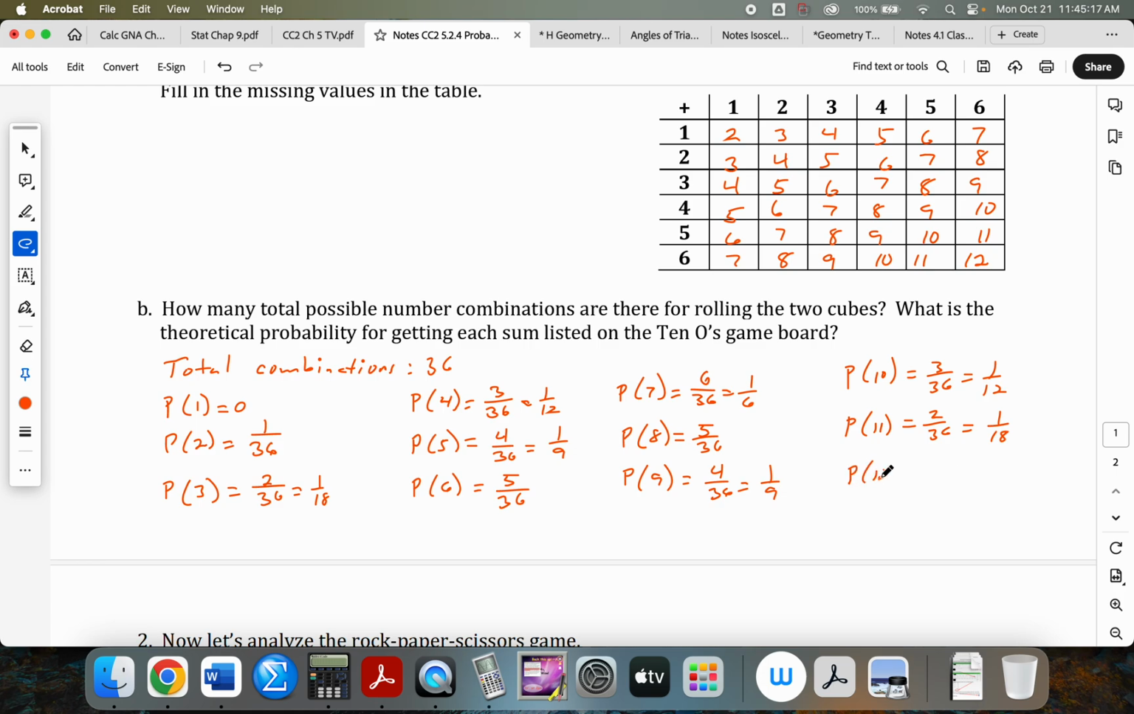It's actually sort of surprising that we got a 12 that quickly. That's 1 out of 36.